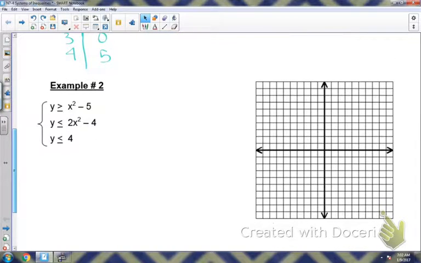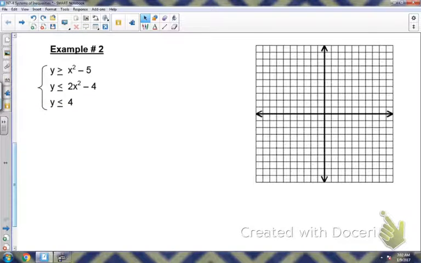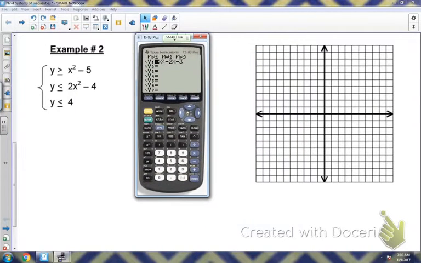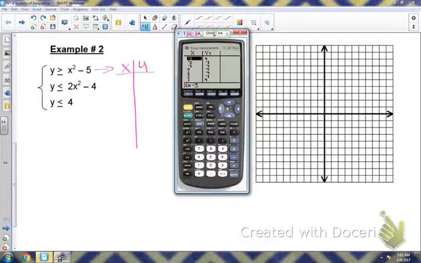Notice on example 2, we have 3 of them. So I'm going to start with the first one. So we have x squared minus 5. I'm going to go to the table. Negative 3, 4. Negative 2, negative 1, negative 1, negative 4, 0, negative 5, 1, negative 4, 2, negative 1, and 3, 4.